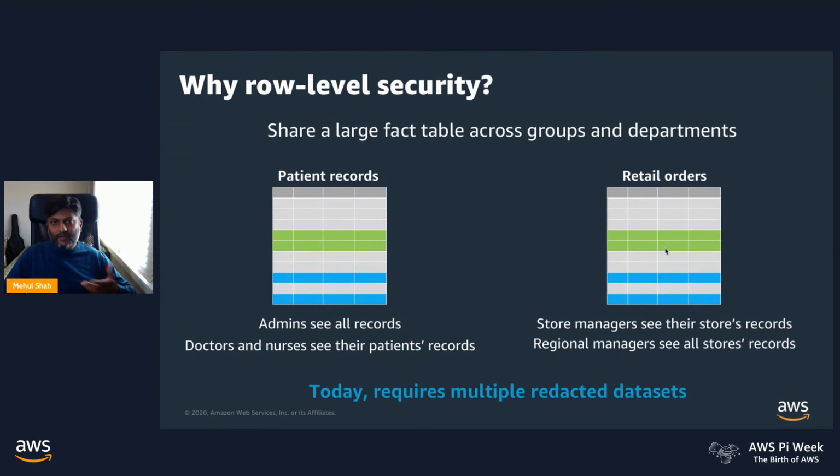All right, so let's talk about row-level security. Why do people need row-level security? Well, it's simple. If you don't have row-level security, sharing data actually requires you to copy that data and redact the subsets of the data that you don't want to share. So as an example, imagine you're in a healthcare situation, you have patient records. Admins should be able to see all the records, but doctors and nurses should only be able to see their patients. Or maybe a retailer wants to treat store managers and regional managers differently.